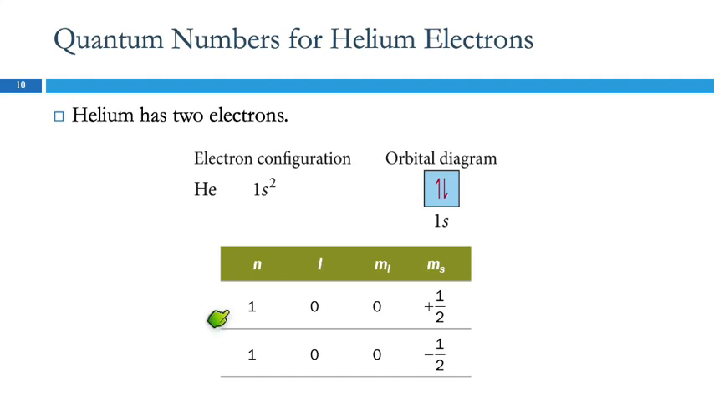If we look at the quantum numbers for these 2 electrons, they're both in principal quantum number 1. L is 0, m sub L is 0 for both of them. So far everything's the same, but then the last one is going to be different. One's plus 1/2, one's minus 1/2. So this combination of 4 numbers is specific to this one electron. Each electron in an atom is going to have its own combination of quantum numbers.